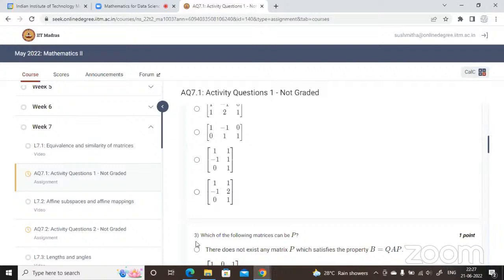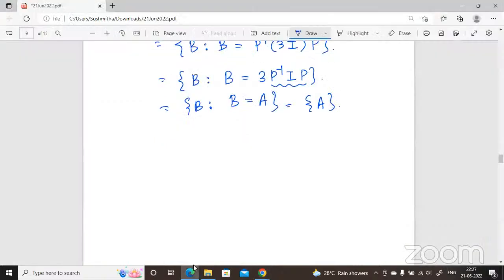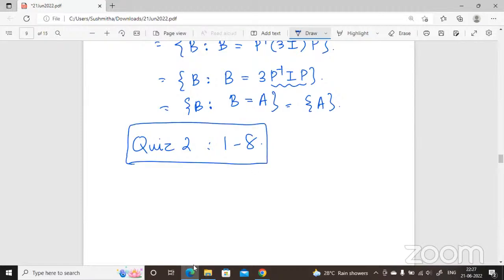Ma'am, is the syllabus of quiz 2 from 5 to 8 or 1 to 8? 1 to 8. That means determinant is included. Yes, without knowing determinants, you cannot check whether two matrices have the same determinant and are similar. So you need to know all the concepts. But most of the questions are from vector spaces.